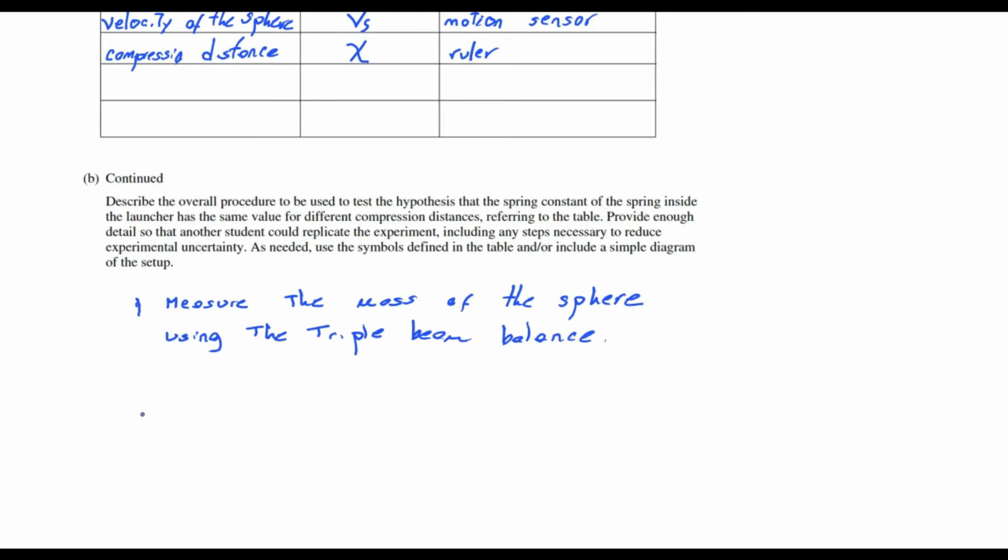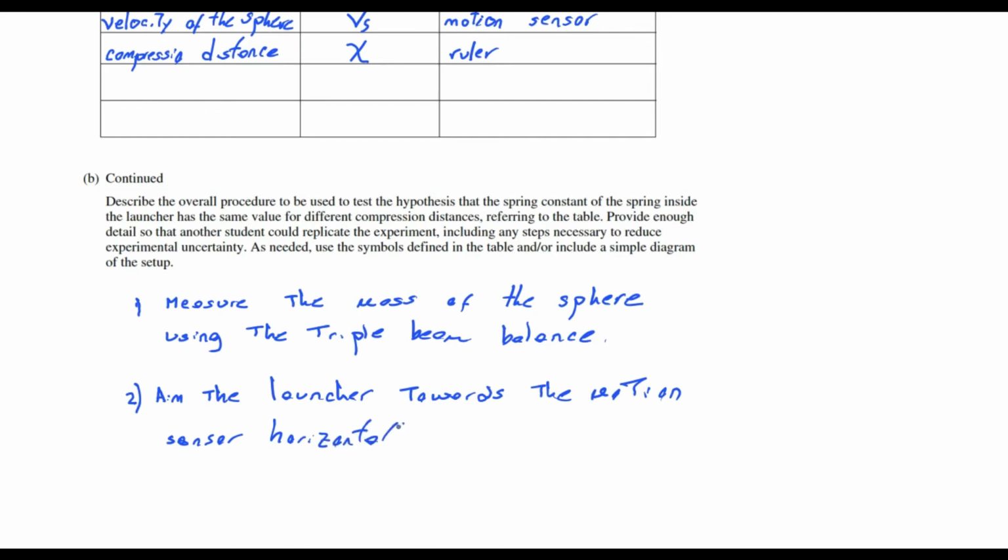Next, step number 2. We need to aim the launcher towards the motion sensor horizontally so that it does not gain any potential energy. We need the object to be moving horizontally. So aim the launcher towards the motion sensor, horizontally, on a level surface. Excellent.